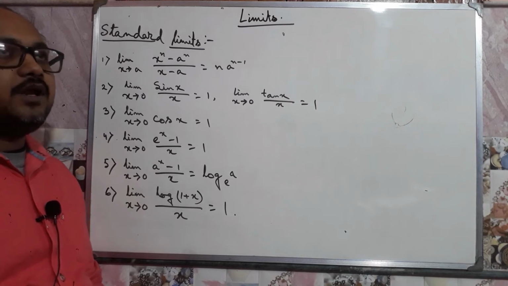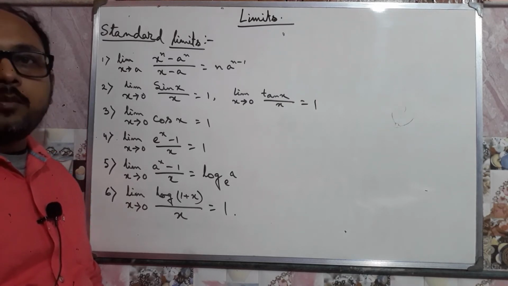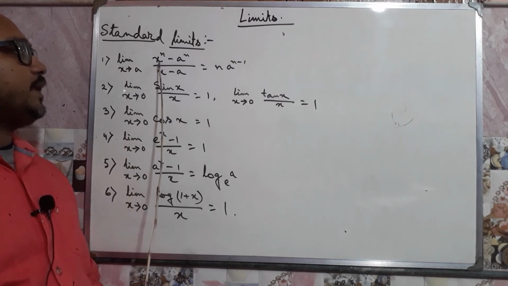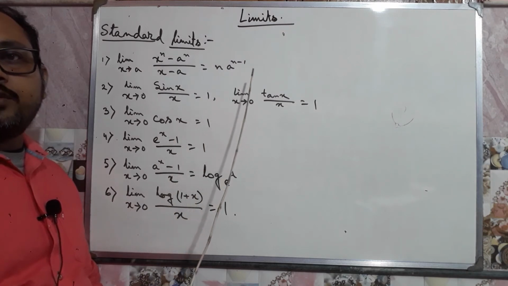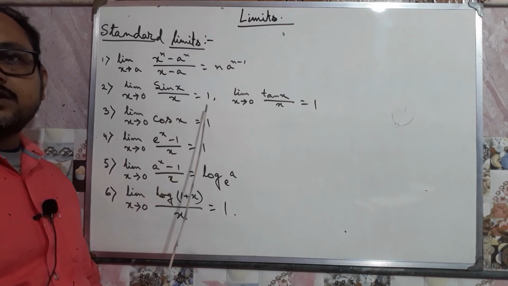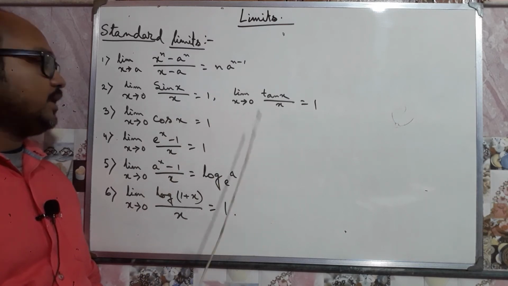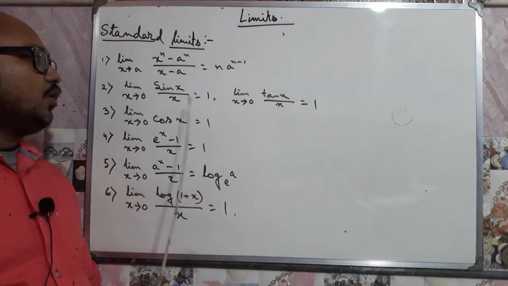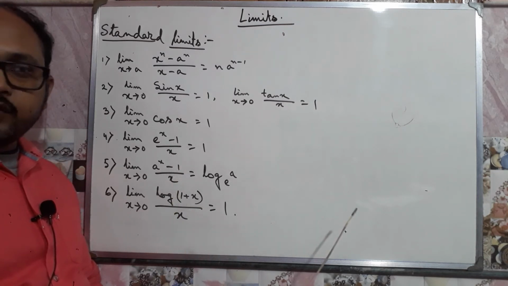Some standard limits which are very useful to solve the problems of limit: limit x tends to a x to the power n minus a to the power n by x minus a, that is n into a to the power n minus 1. Limit x tends to 0 sin x by x is equal to 1. Similarly, limit x tends to 0 tan x by x equal to 1. Then limit x tends to 0 cos x is equal to 1.